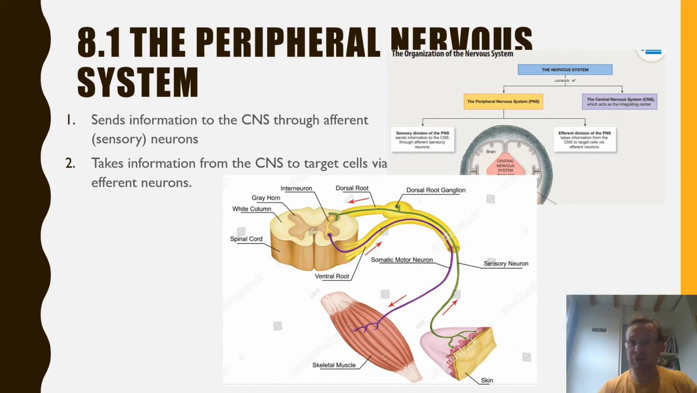So sensory information from touch, joint position, temperature, all is allowed to come from the body, from the peripheral nerves, and be brought to our spinal cord. And there, those impulses are sent towards the brain.